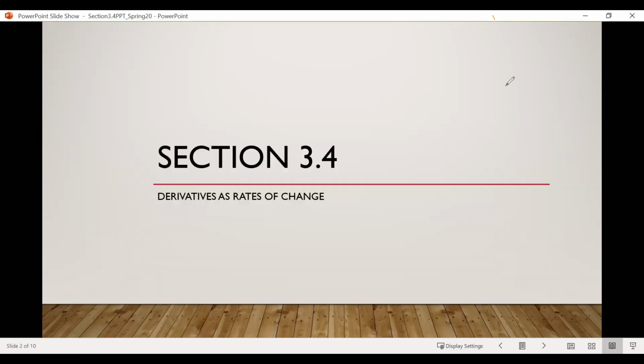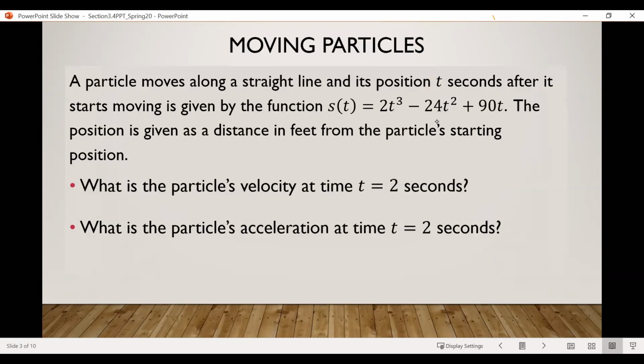Okay, so we're going to look now at derivatives as rates of change, and this just means we're going to look at how they relate to rates of change in applied problems. So let's look at this one. We have a particle that moves along a straight line, and its position t seconds after it starts moving is given by the function s of t equals 2t cubed minus 24t squared plus 90t. And the position is given as a distance in feet from the particle's starting position.